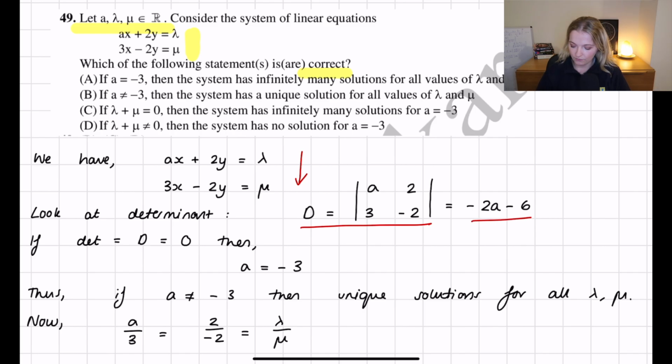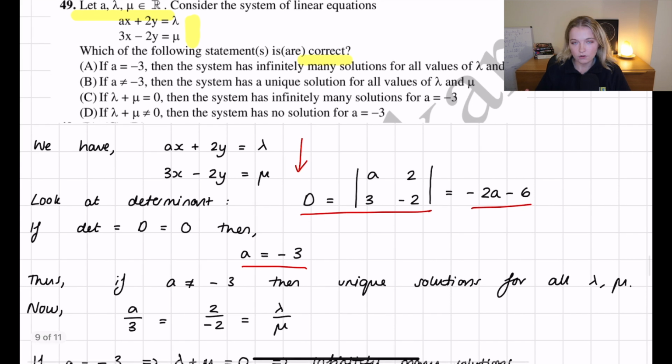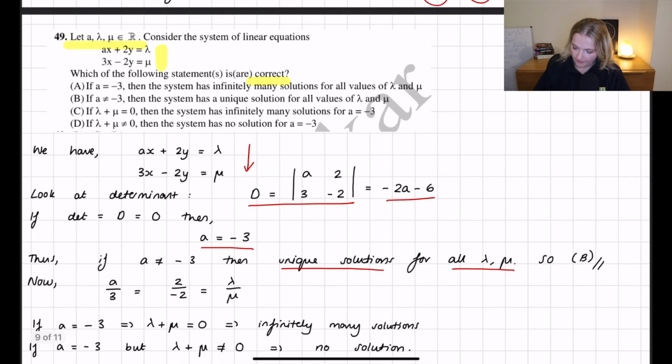Now, if we look at when the determinant equals 0, then we know that the determinant equals 0 when a is minus 3, which means that if a does not equal minus 3, then we have unique solutions for all lambda mu. So that means we have the condition B.